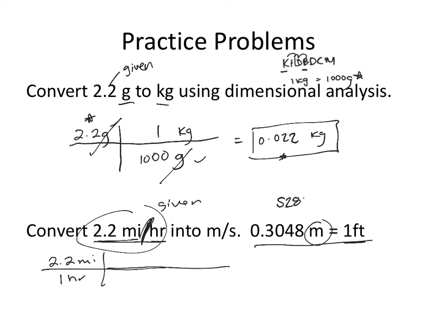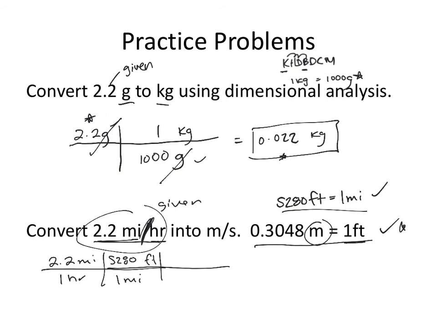So 5,280 feet is equal to 1 mile. We know this, so we're going to utilize this conversion factor and this conversion factor to get where we need to go. First we need to get from miles to feet. So we're getting into feet, 5,280 feet, and then we have our 1 mile down below. If I stop the calculation here, miles and miles would cancel and we'd have feet, but we don't want to be in feet, we want to be in meters.